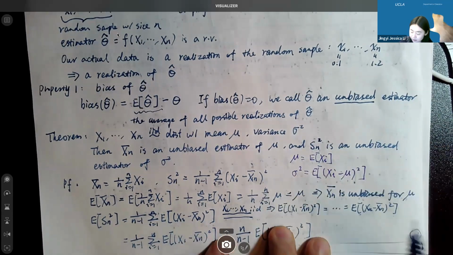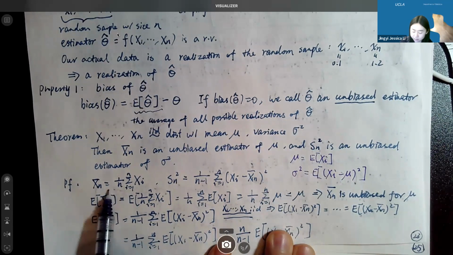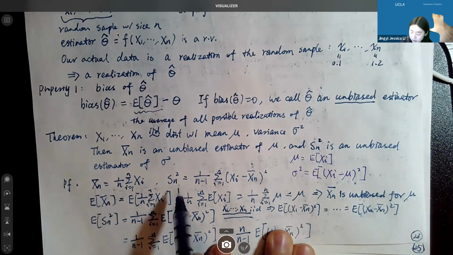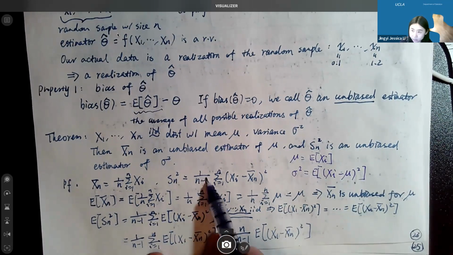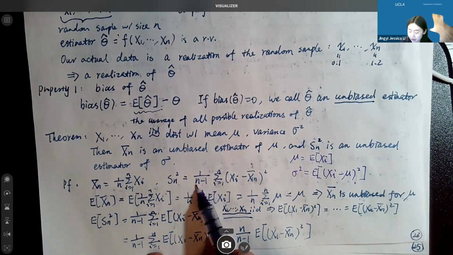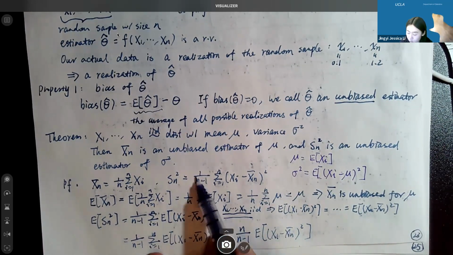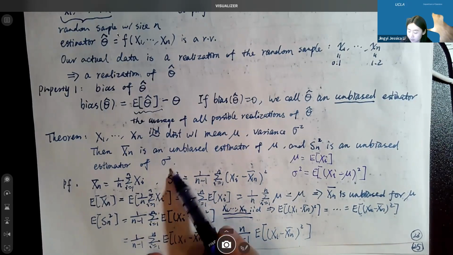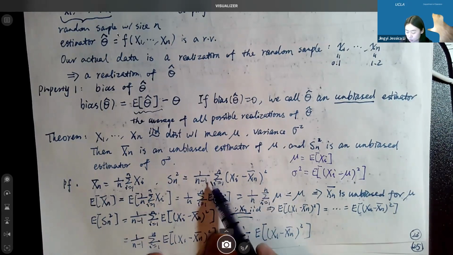So therefore, on the sample level, we're going to replace expectation by average. This is what we did for the sample mean. For the sample variance, intuitively, we should take the average by dividing by n, but we're not doing this. We're dividing by n minus 1. And the reason is that we showed only with n minus 1 is this S_n squared an unbiased estimator for sigma squared. If we divide by n, then it becomes biased. So this is the reason for having n minus 1 here.